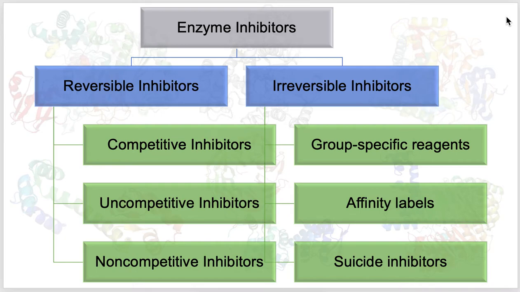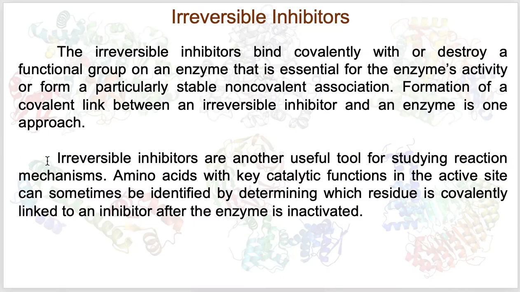Hello everyone. This is the second part of lecture 7, that is enzyme inhibitors, and in this part we'll learn about irreversible inhibitors. And as you already know, there are three types of irreversible inhibitors: group specific reagents, affinity labels, and suicide inhibitors. Okay, so first let's try to get some idea about why they are irreversible inhibitors.